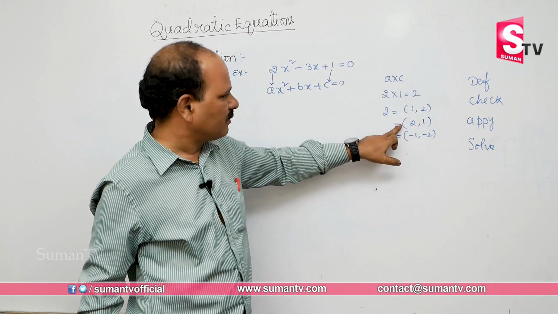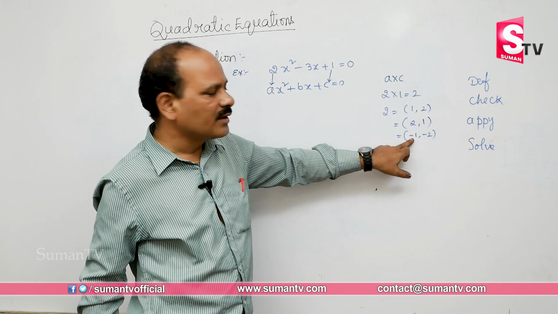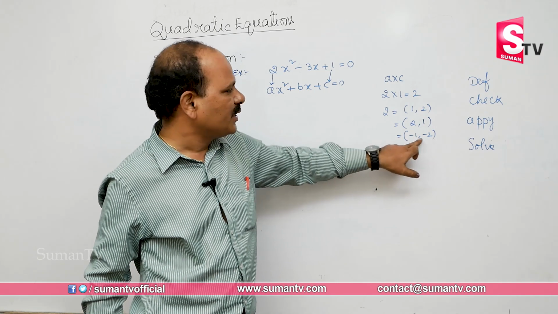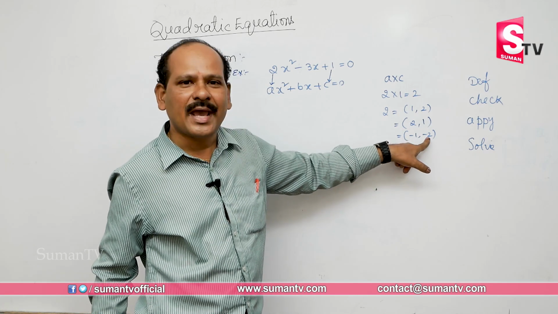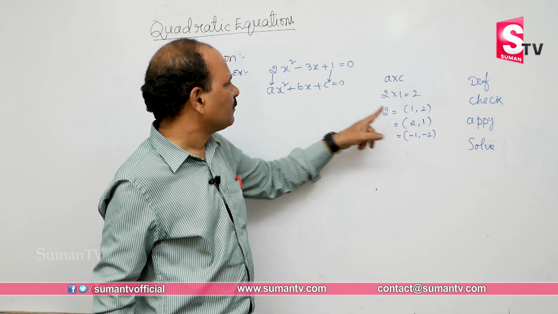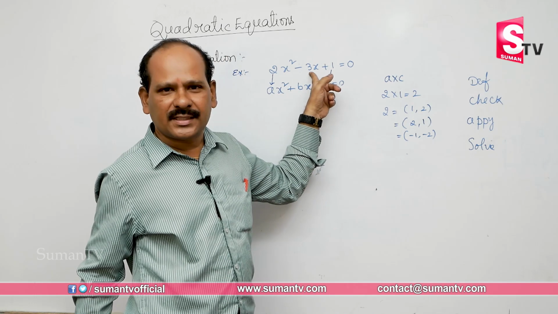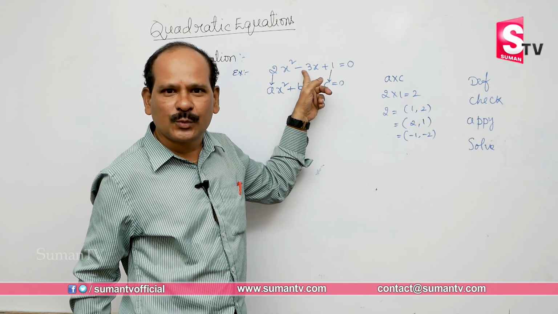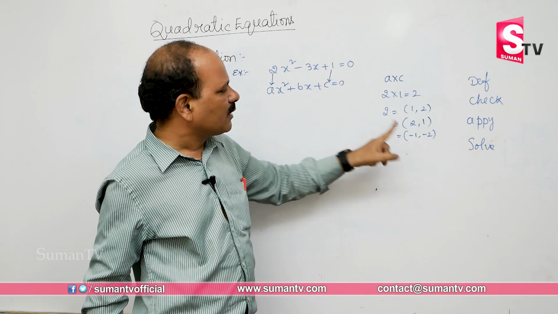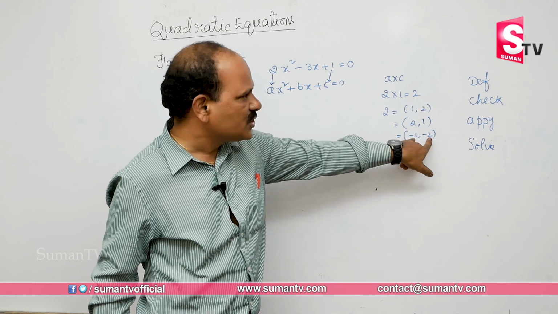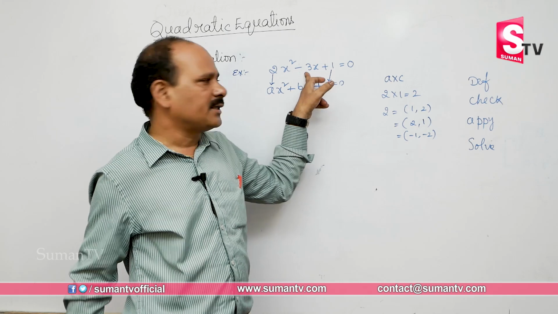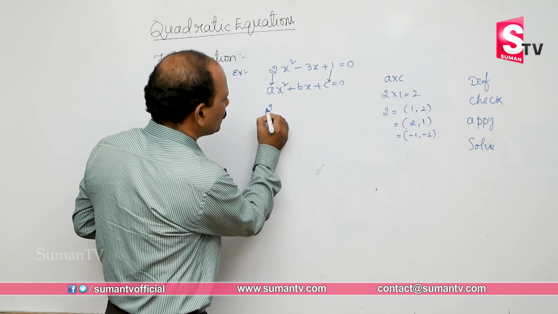Next, take minus 1, minus 2. Minus 1 into minus 2 is 2, and if you add minus 1 and minus 2, it gives the result minus 3. Whatever the middle term is, it should come from adding one of these factor pairs. So this one is suitable for the middle term. So I am splitting like this.